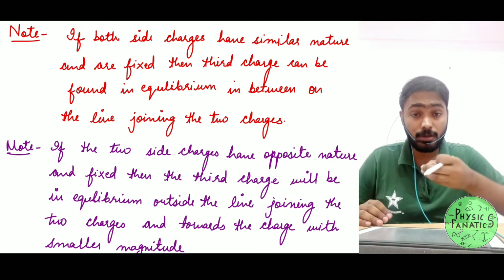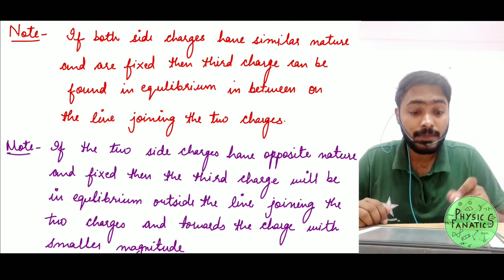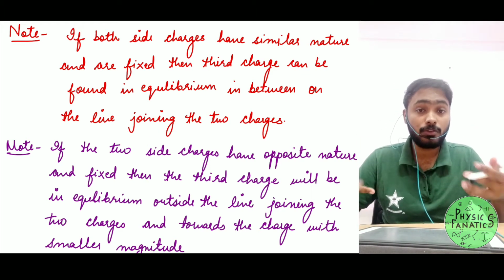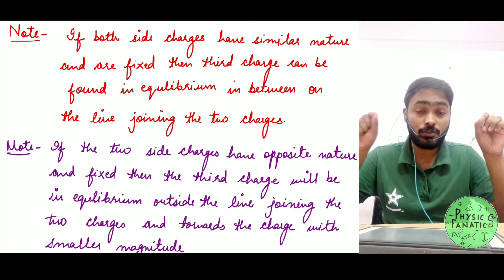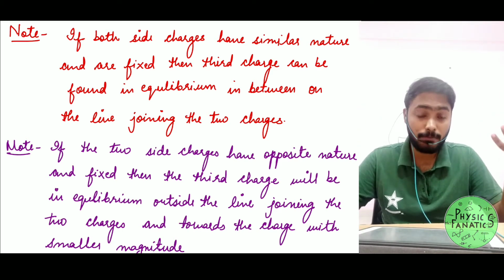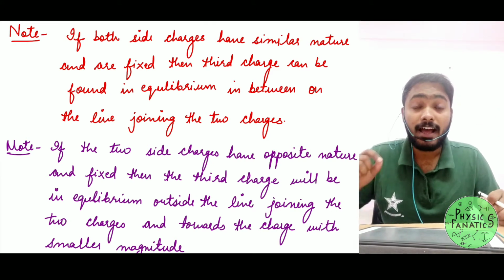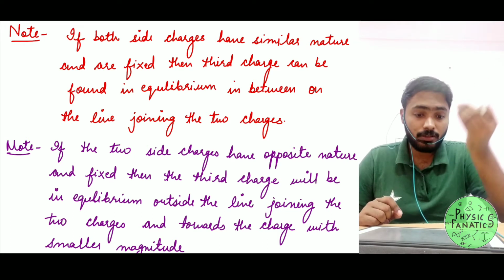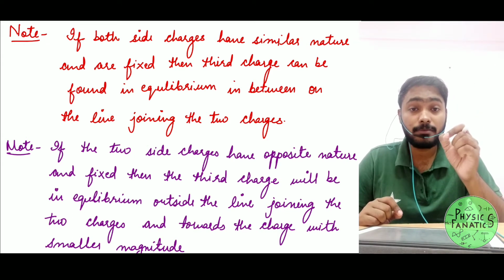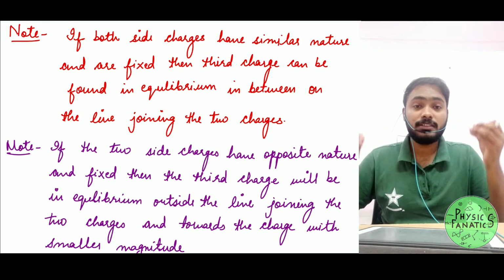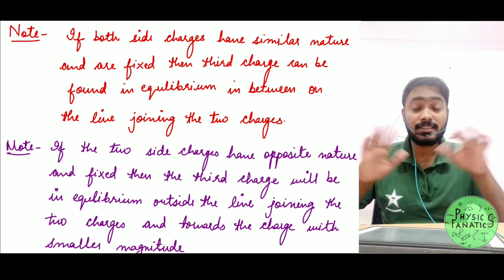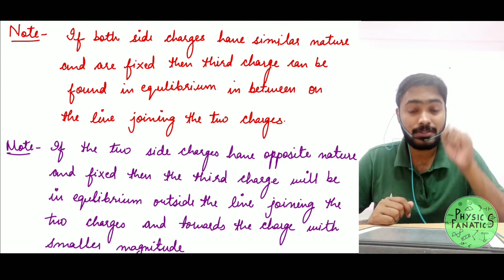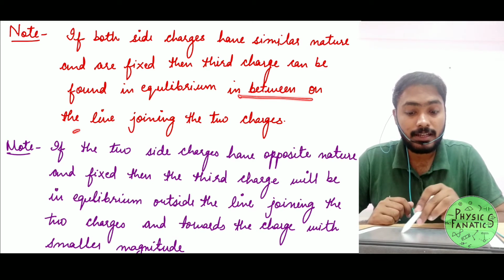The third charge which I brought can be found in equilibrium in between, on the line joining the two charges. According to the note, if your side charges are of the same nature, positive or negative, and you bring your third charge, you can find the equilibrium position, where the effects of both charges are nullified on the third charge, in between on the line joining the two charges.